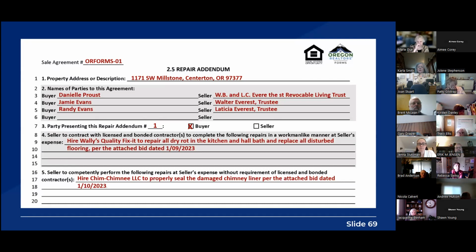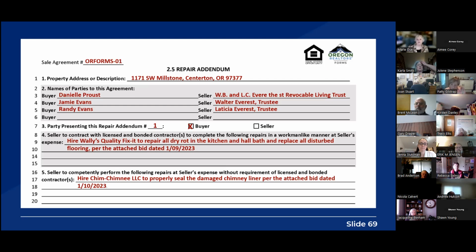I want to get to this page because I think this spells it out. Hire Wally's Quality Fixer to repair the dry rot in the kitchen and hall bath and replace all disturbed flooring per the attached bid. And then seller to perform the following repairs. Hire Chimney LLC to properly seal the damaged chimney liner per attached bid. Now, what I found when teaching this course is that Chimney LLC should probably be under a licensed bonded contractor. Pretty much you need to make sure, to protect the buyer, that they are actually having licensed bonded contractors doing the work.